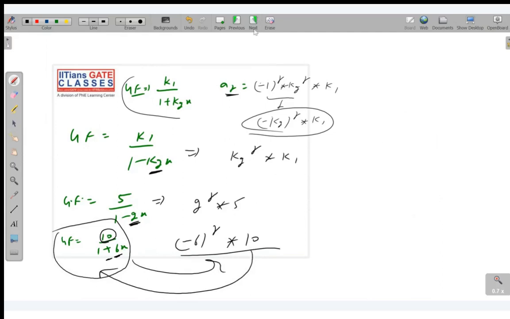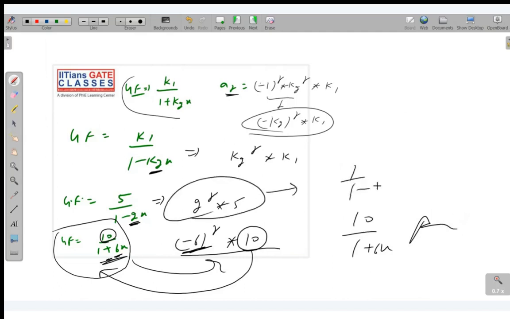Let me see the reverse process also. Multiplied by 10, so obviously 10 upon 1 minus x will be there. Now minus 6 power r, so obviously plus 6. That's it, this is my answer. This was there only. And here I will say 1 upon 1 minus x, 5. So I will write here 5. Okay, 2 power r, so simply 2. That's it. Let me jump to the next slide.